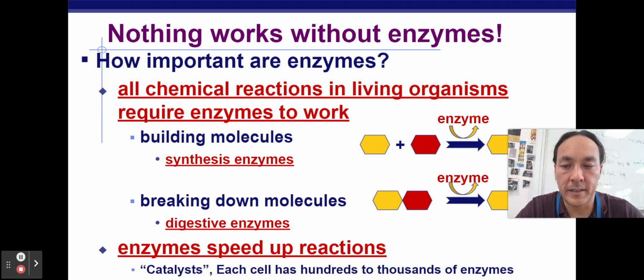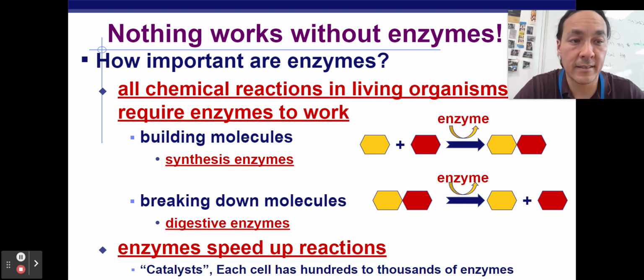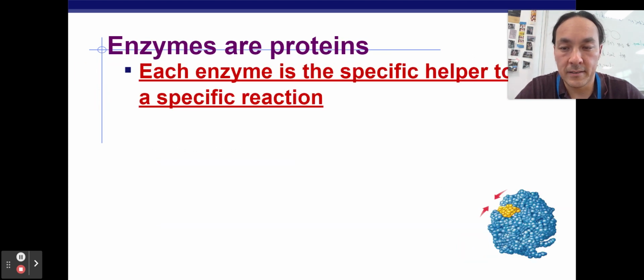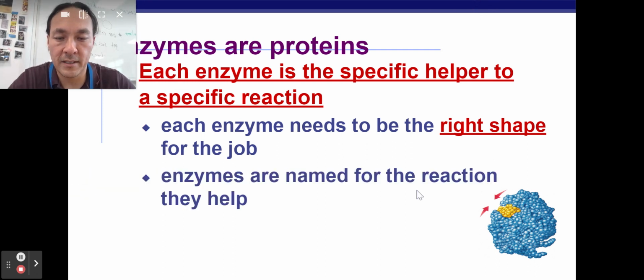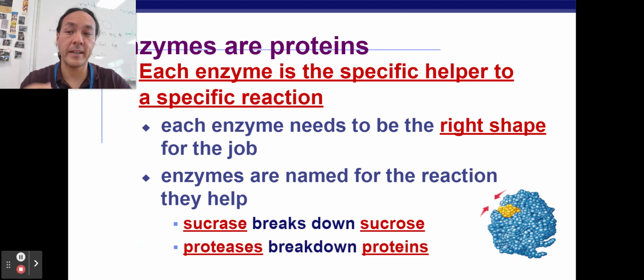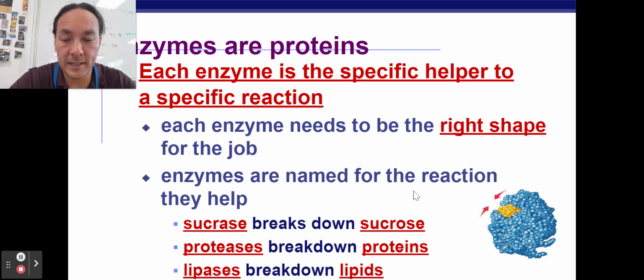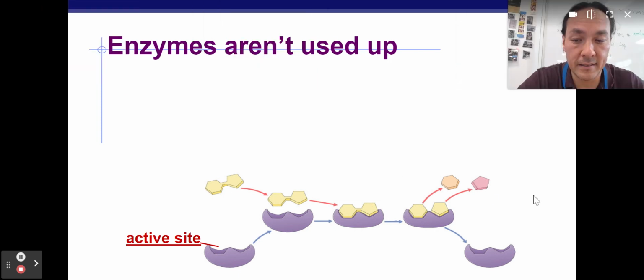Enzymes are everywhere. They help us build molecules. They help us break down molecules. They are what do dehydration synthesis and hydrolysis. They help to speed up reactions. Each of your cells has hundreds of thousands of enzymes. They're proteins, and they're specific to their job. An enzyme needs to be the right shape to do its job. They're named for the reaction that they help. For example, sucrase is an enzyme that breaks down sucrose. Proteases break down proteins. Lipases break down lipids. They often end in -ase.